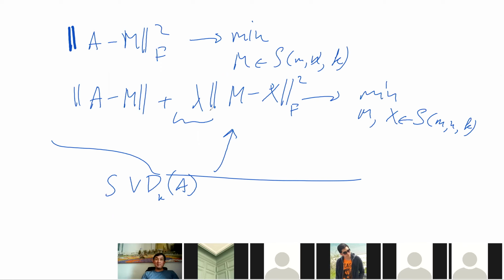For example, when f of M is not even convex, f of M could be a very complicated function, like, for example, the loss function of an autoencoder. It is a very complicated function which is not even convex. And still, in that case, we can also apply this alternating scheme. Hope that it will give us the solution.